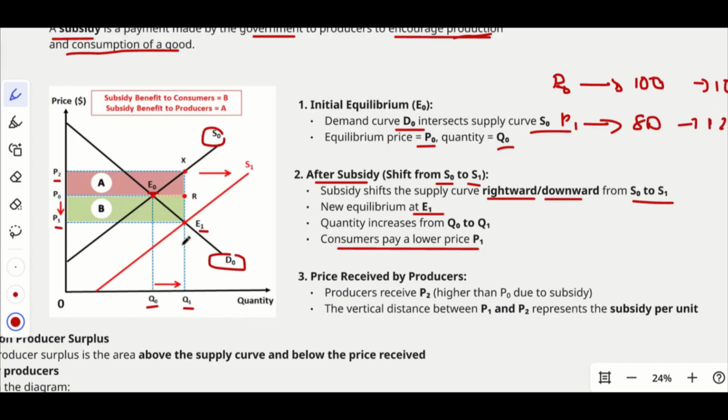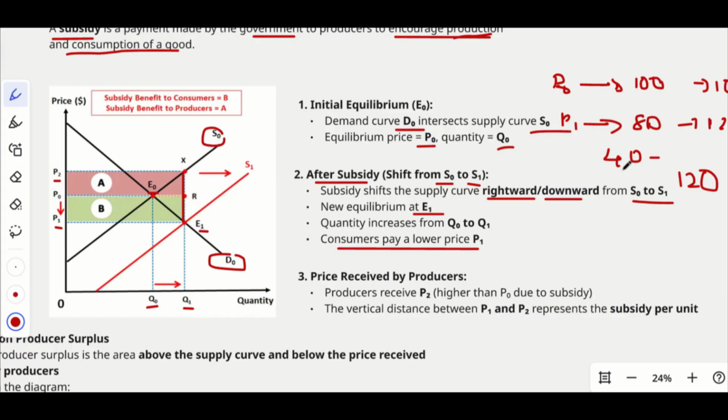But check the price that is received by the producers. Just imagine that the government is providing 40 rupees per unit as subsidy. So what is the total amount received by the producers? 80 plus this 40, total they will get 120, right? Which is more than the initial equilibrium price. So the difference will be paid by the government. This is a subsidy given by the government.